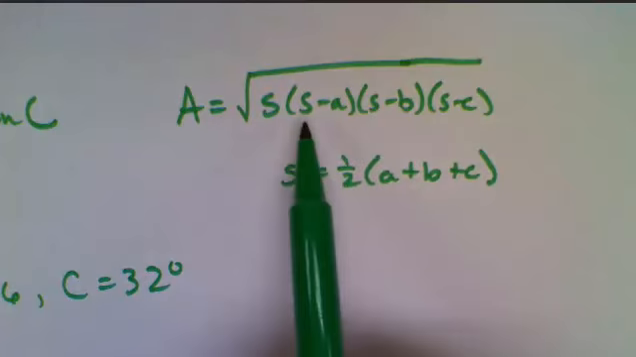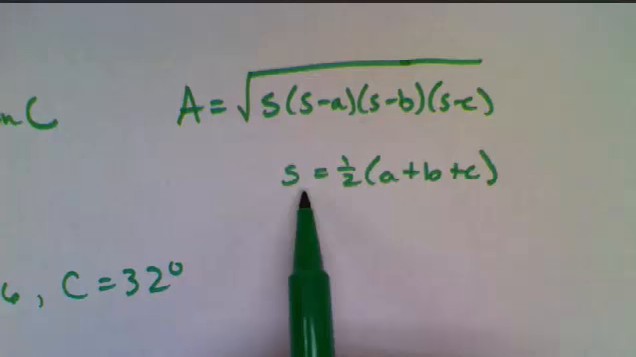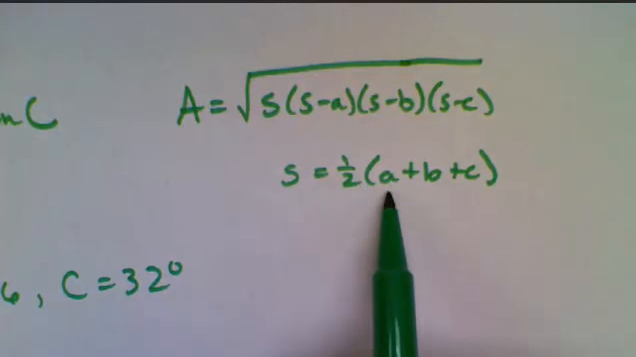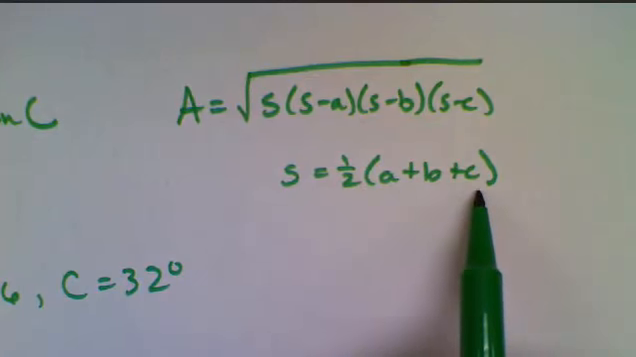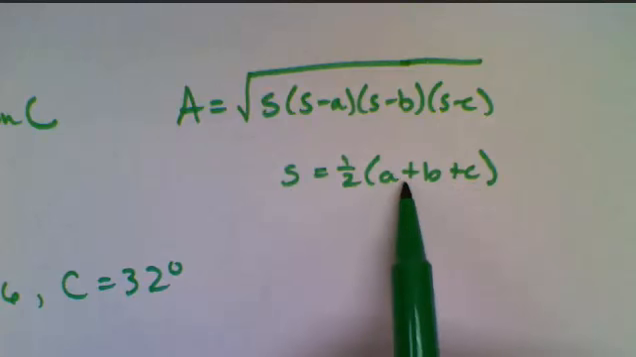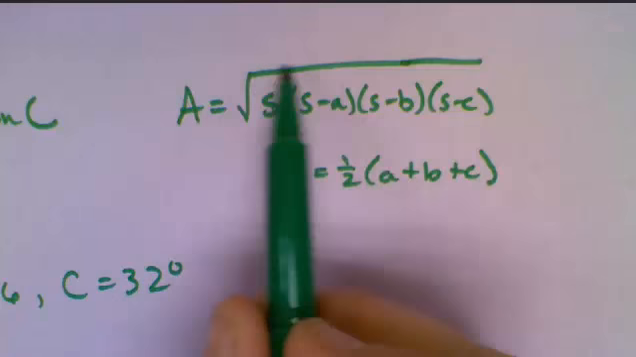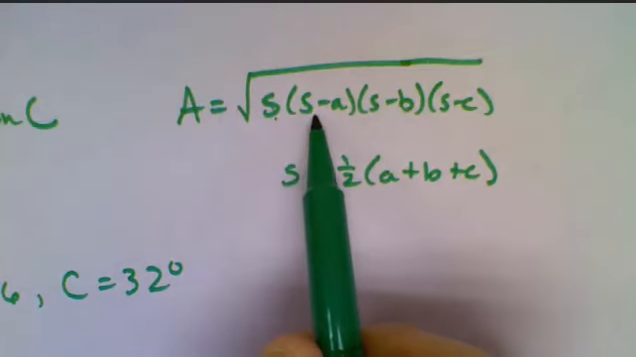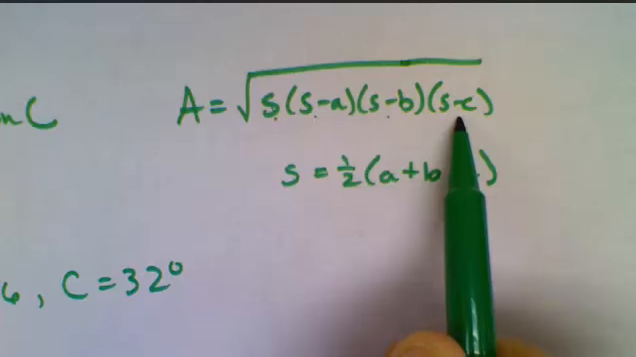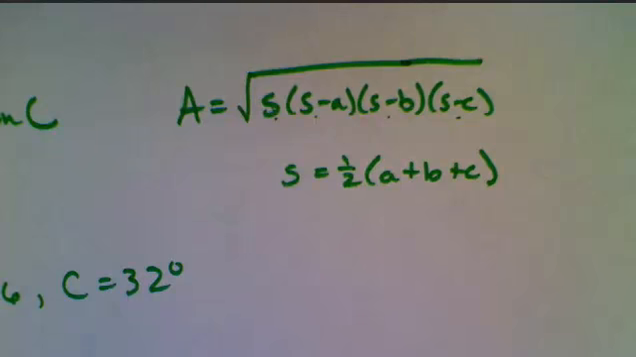If you're given all three sides, a, b, and c, you first have to find s. s is just 1/2 times the sum of a, b, and c. So it's kind of like the average, but you have to add up all three and then divide by 2. Once you find s, area is the square root of s times s minus a times s minus b times s minus c. So that's if you're given three sides.